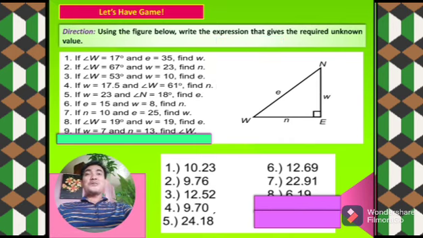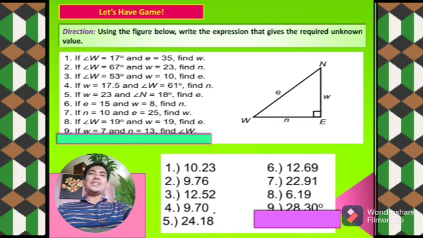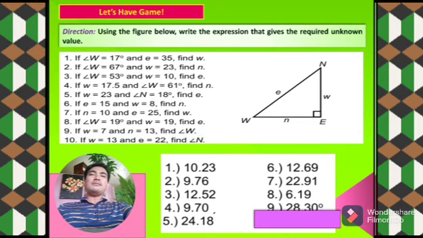And the correct answer is 28.30 degrees. Alright, now let's proceed to the last question. If side W is equal to 13 and side E is equal to 22, find the measure of angle N. Ready, go!